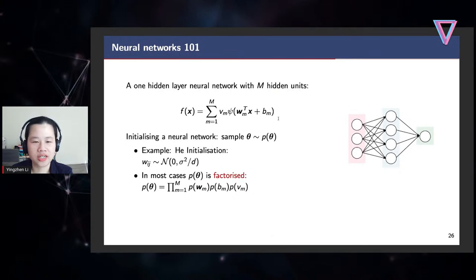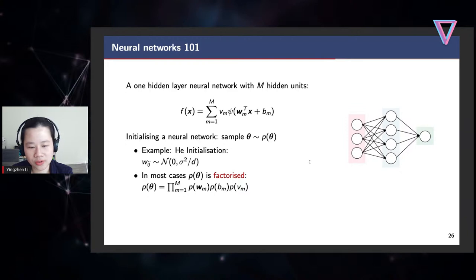You can also initialize the bias with zero or using some Gaussian samples as well, and you do the same Gaussian sampling for the second layer weights. That's usually how people initialize neural networks. The one important thing to notice here is that we initialize each of the connections independently. This basically means we are getting a sample of the parameters theta from a prior distribution, and this prior distribution is a factorized distribution. So the first layer weights are independent of the biases, and also independent of the second layer weights.